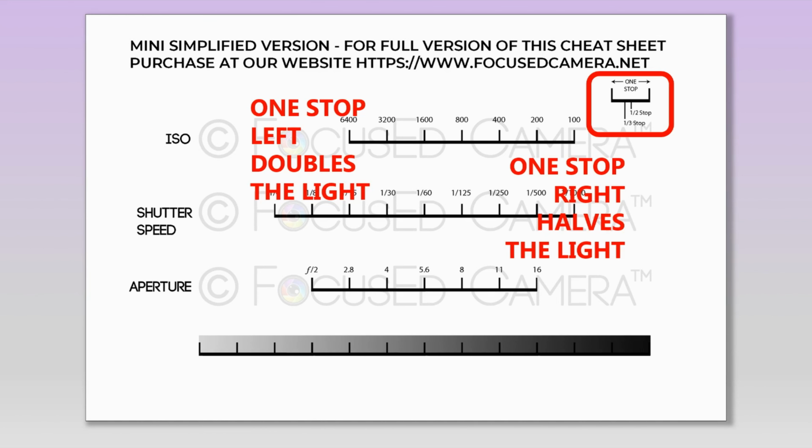Let's talk about the numbers on each of these scales. These numbers along the scale are called stops. Each movement one stop to the left doubles the light, and each movement one stop to the right halves the light. When you take a reading with your camera, it might give you numbers that are in between these whole stops. These are known as half and third stops.